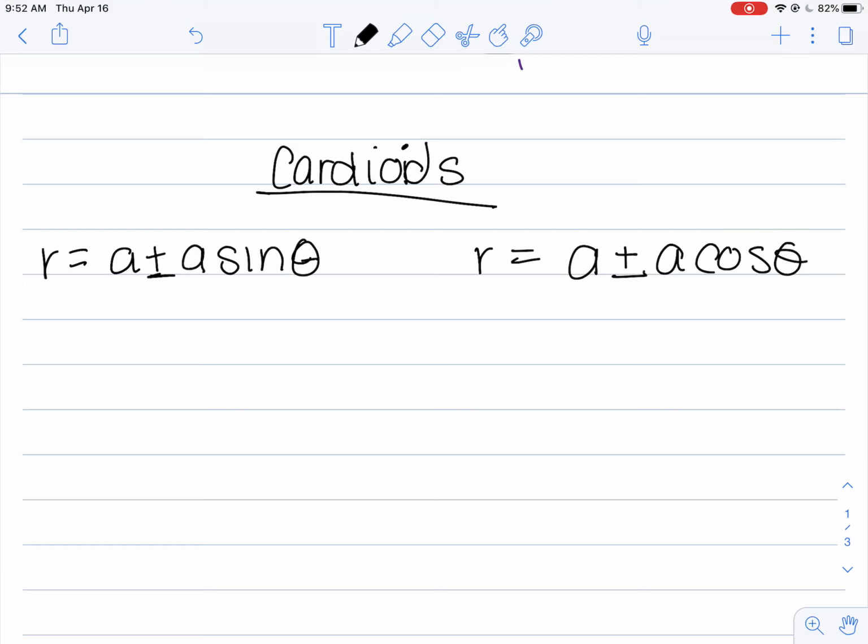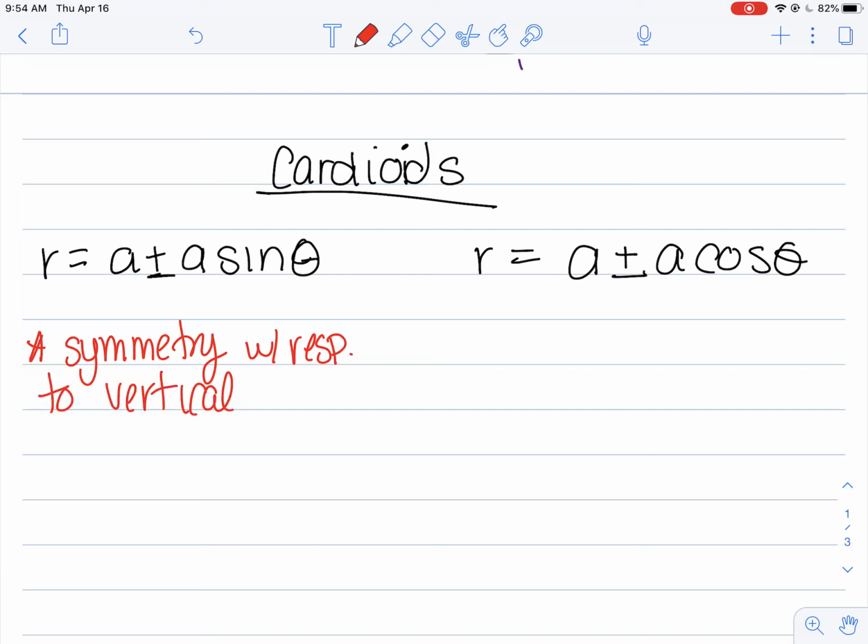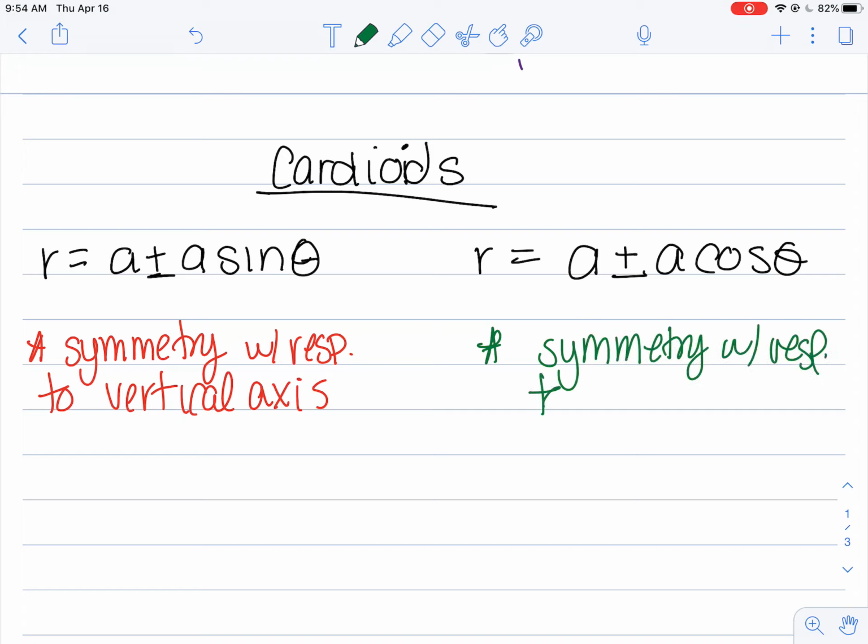So if you had to guess the type of symmetry for the sine equations, what would you guess? Excellent. Symmetry with respect to the vertical axis. And if it's cosine, you can have symmetry with respect to the horizontal axis.